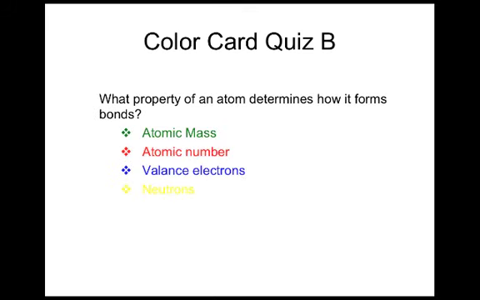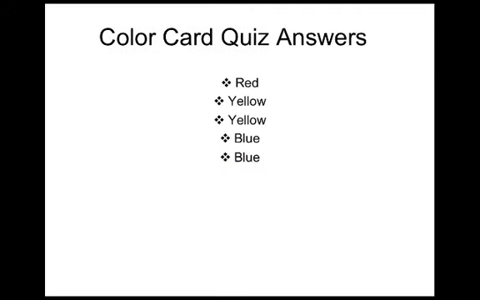What property of an atom determines how it forms bonds? Green, atomic mass, red, atomic number, blue, its valence electrons, or yellow, the neutrons? Here are your answers. Red, yellow, yellow, blue, blue.